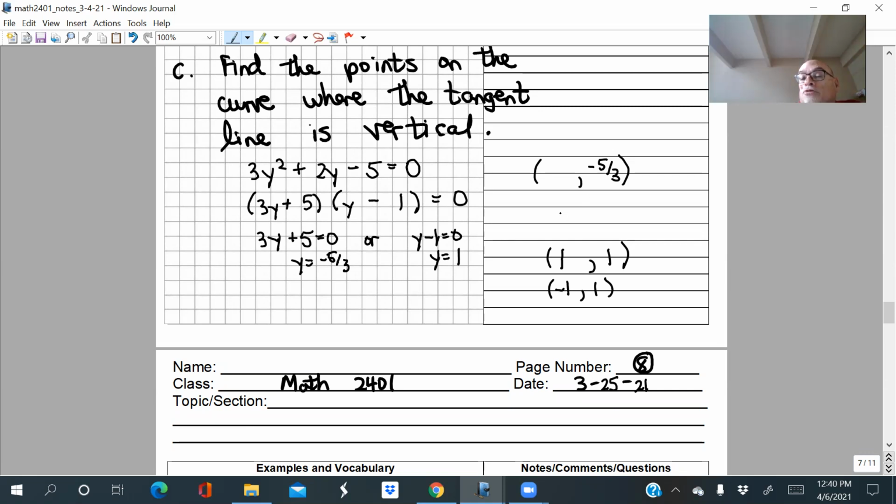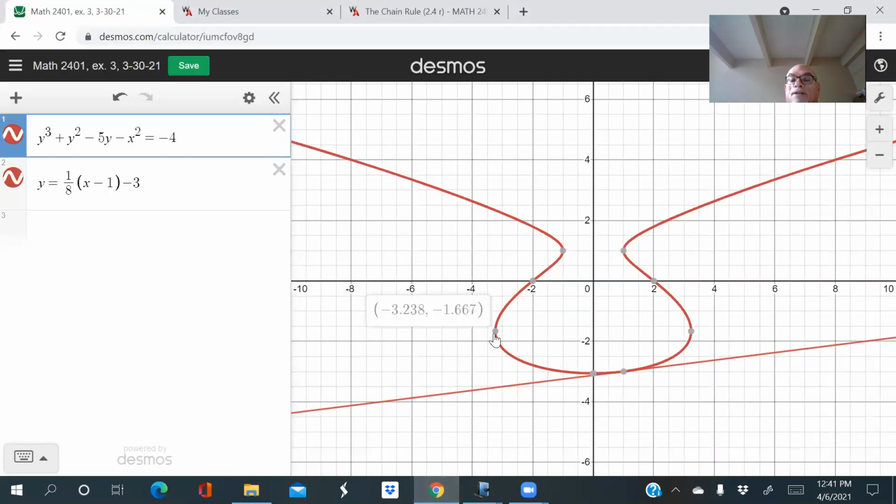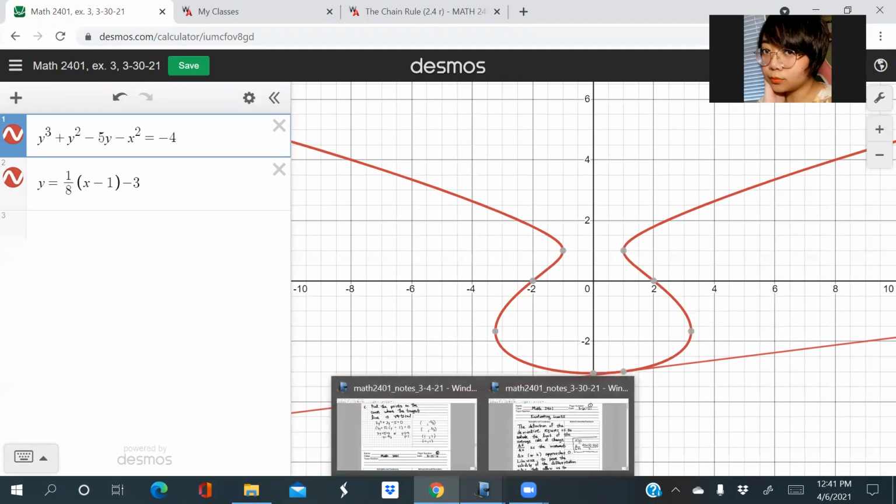Now, to find the other 2 points, both of them have y coordinate minus 5/3. Plug the minus 5/3 in for y back in your original formula and solve for x, okay? You're going to get some messy x value. If you look on the graph, we can sort of figure out what it is. Apparently, it's going to be something like minus 3.238 and positive 3.238. So you get 2 x values there to give you these other 2 points where you have vertical tangents.